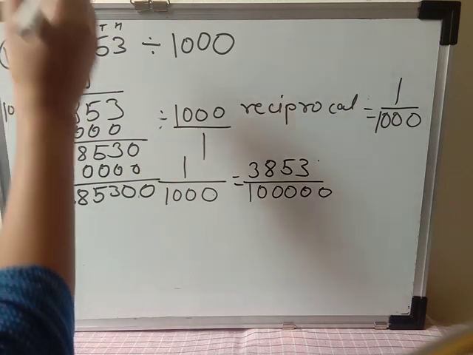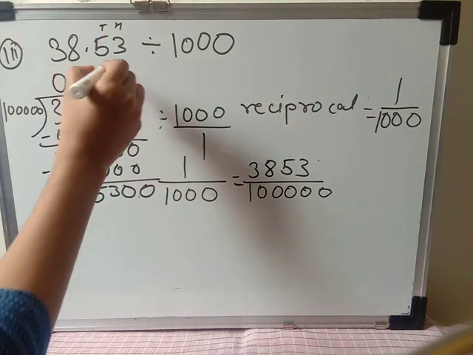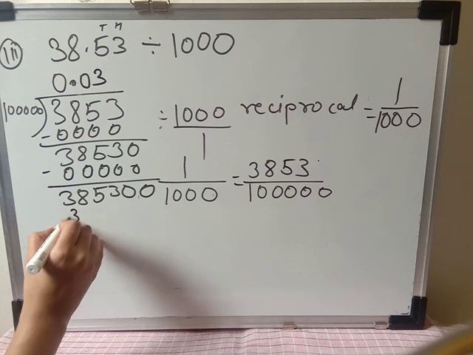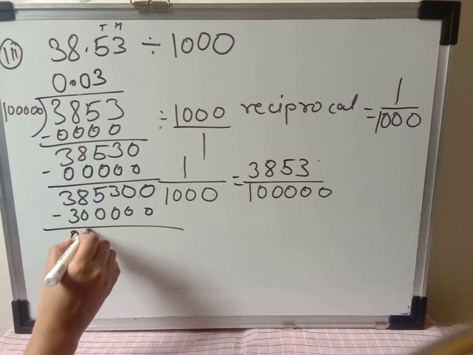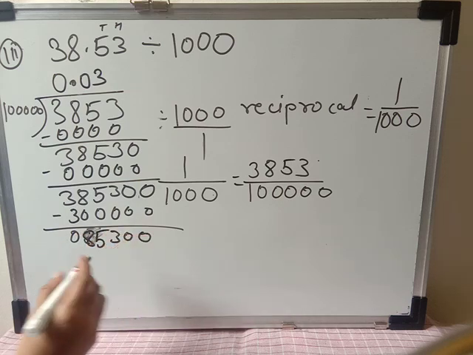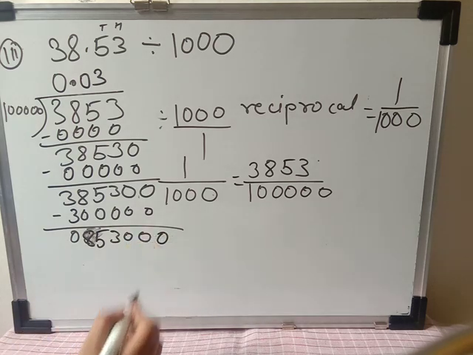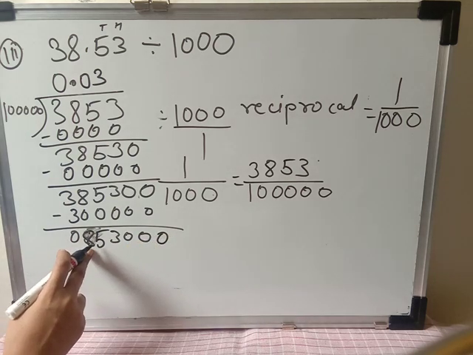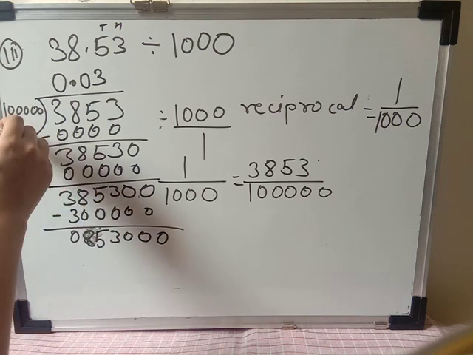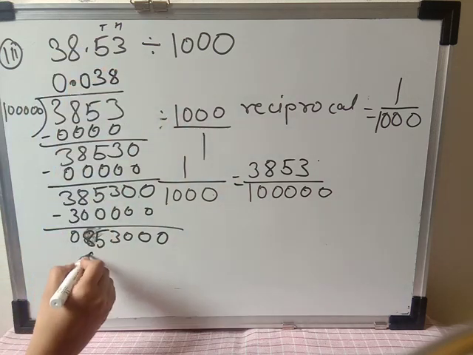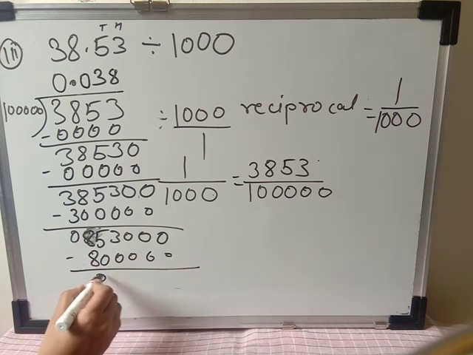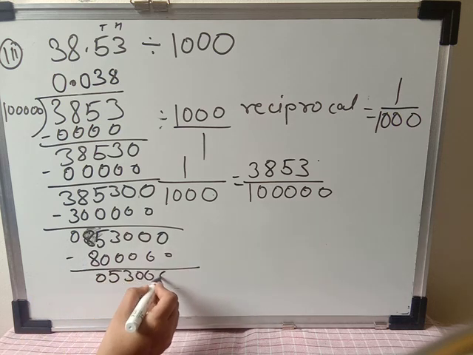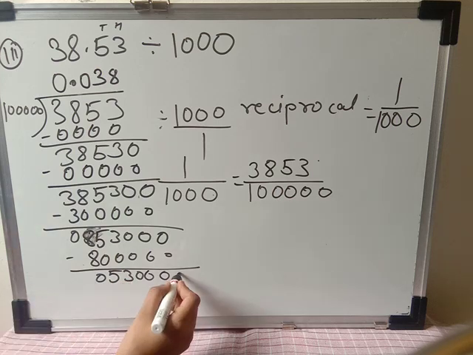1 lakh 3s are 3 lakhs. Okay, so here will come the answer, that is 85,300. Now we have taken the decimal, it means we can take the 0. Again here the number is 8,53,000. Again 1 lakh 8s are 8 lakhs. So here the number will come, that is 50,000. We have taken the decimal, it means we can take the 0.